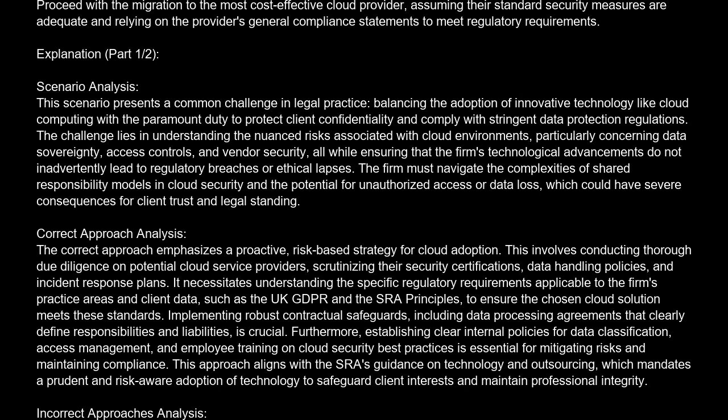Implementing robust contractual safeguards, including data processing agreements that clearly define responsibilities and liabilities, is crucial. Furthermore, establishing clear internal policies for data classification, access management, and employee training on cloud security best practices is essential for mitigating risks and maintaining compliance. This approach aligns with the SRA's guidance on technology and outsourcing, which mandates a prudent and risk-aware adoption of technology to safeguard client interests and maintain professional integrity.